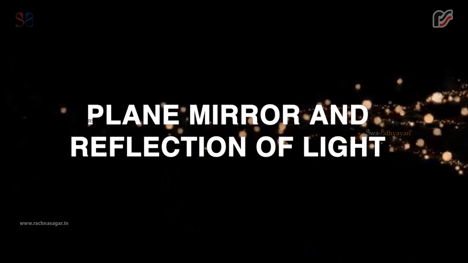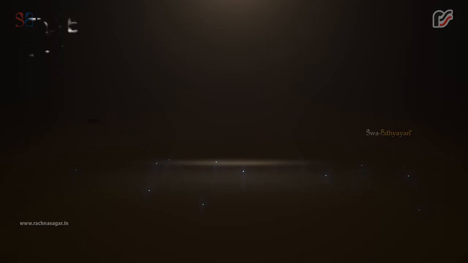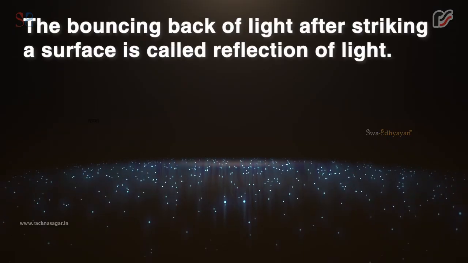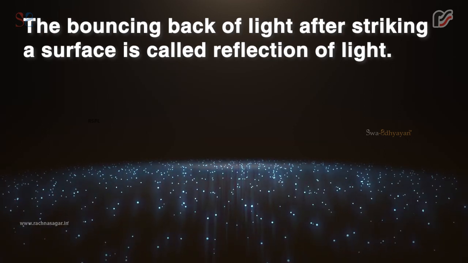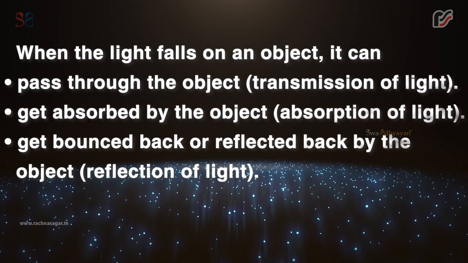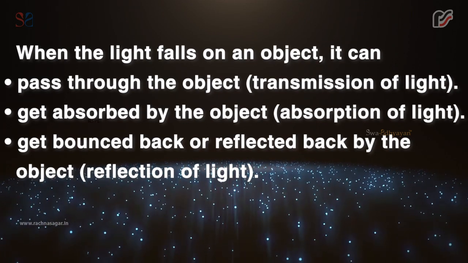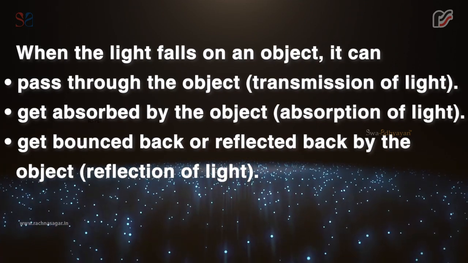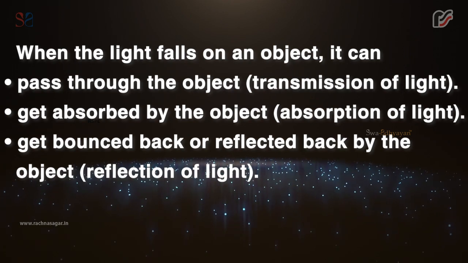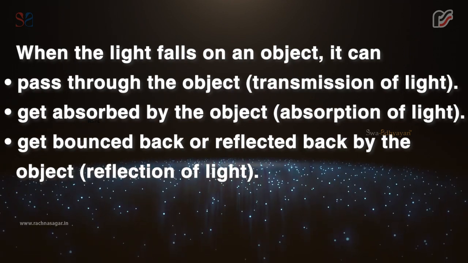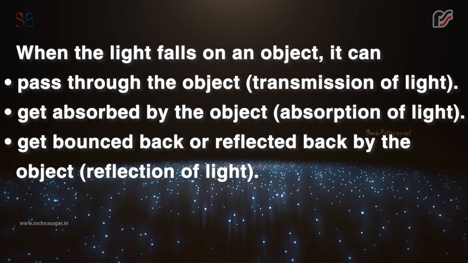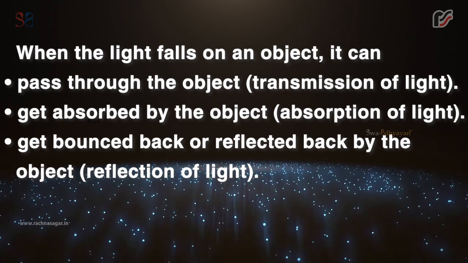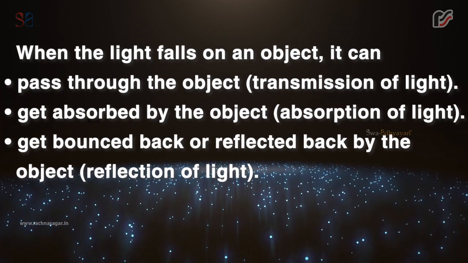Plane mirror and reflection of light. The bouncing back of light after striking a surface is called reflection of light. When the light falls on an object, it can pass through the object, transmission of light, get absorbed by the object, absorption of light, or get bounced back or reflected back by the object, reflection of light.